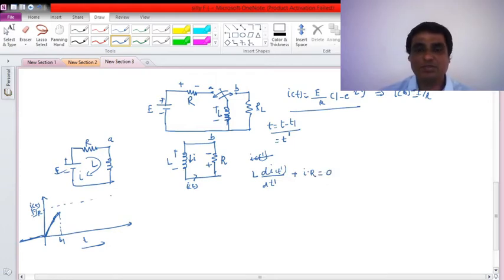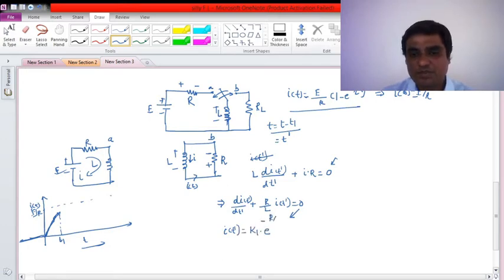Now there is no external source here, right? So the forcing function is 0 in this case. Okay, and let me write it systematically: di by dt dash plus R by L I of t dash is equal to 0. I know what the solution is. It is very simple. I of t dash will be equal to some constant k1 into e raised to minus R by L into t dash.